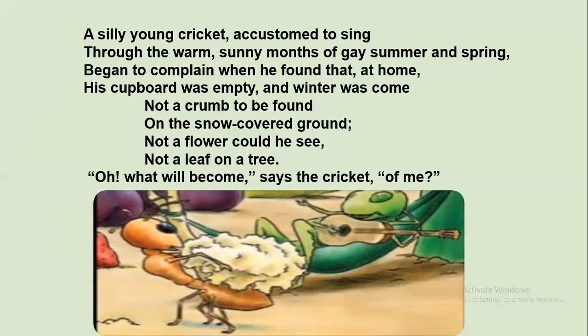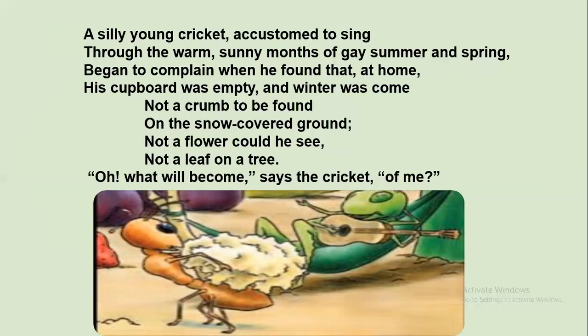As we all know, these insects cannot come out in the winter and rainy season because it is very difficult for them to survive in the open environment. So they have to save their food and eatables. But this silly cricket spent the whole sunny month happily dancing and singing. And now when winter came, he began to complain that he was finding nothing to eat. His cupboard is empty. Then he says, "Not a crumb to be found on the snow-covered ground, not a flower could he see, not a leaf on a tree." He's saying he cannot find any pieces of food that he could go and eat.